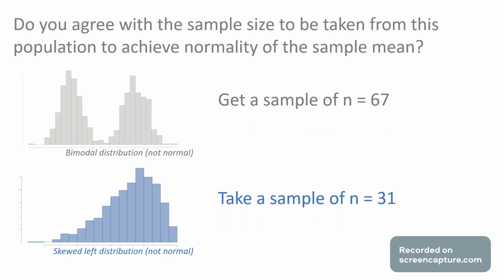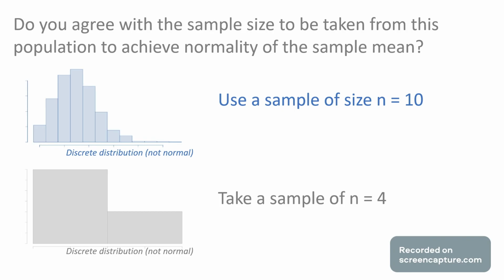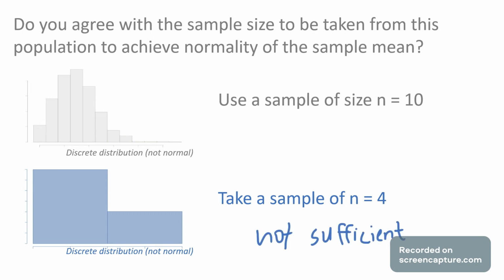A left skewed distribution like this, for me, is not enough or sufficient to just use 31. I suggest using sample size of 50 for this kind of population. Now, this is tricky. You might say this is already normal, but this is a discrete random variable population. Using only n equals 10 sample size may not be sufficient for a discrete case. Especially this one, taking only 4 for a discrete population, this is clearly not sufficient at all. It's going to require a larger sample size.